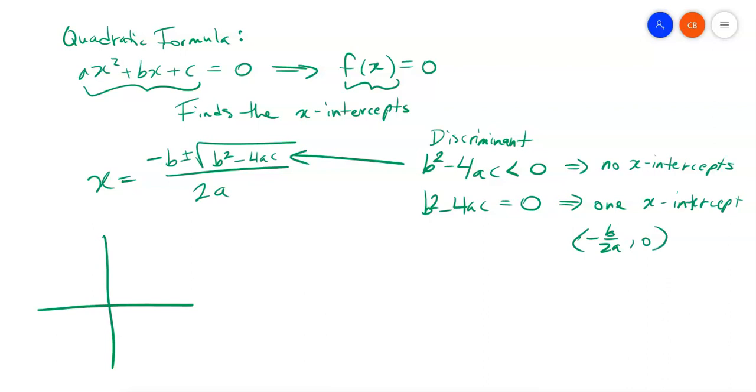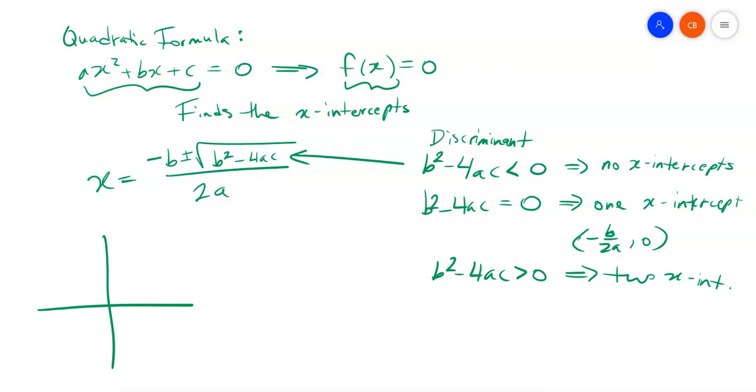And then we have the last case of what's possible. If the discriminant inside is positive, then when you take the square root, you'll actually get a number, and then you're going to add and subtract that number from something. So you would end up with two distinct solutions, which means there are two x-intercepts.